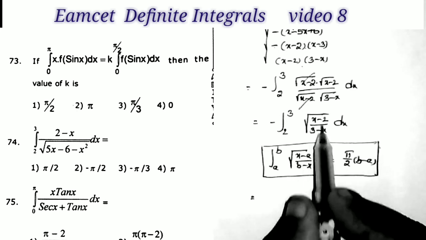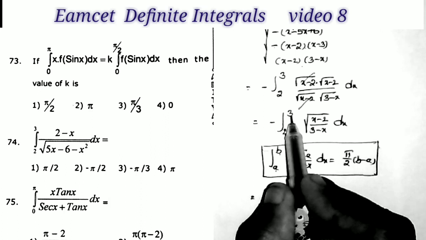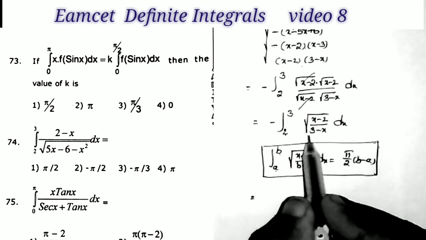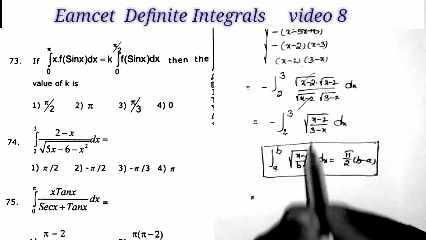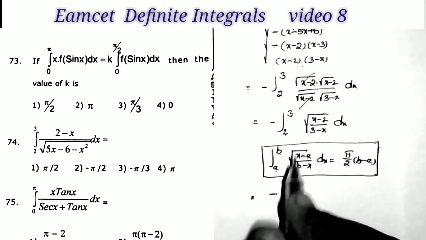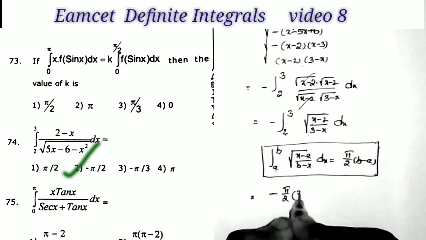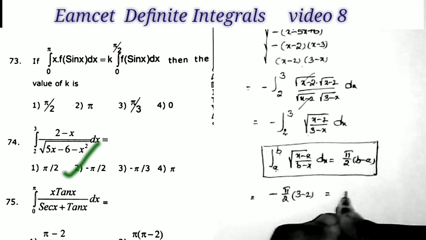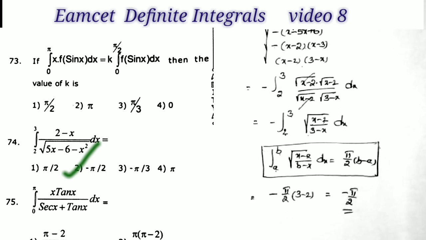Now compare these two terms here. Then what are the values? a is equal to 2 and b is equal to 3, with x minus a and b minus x, x is equal to x. Now what is the answer? Already here we have the minus sign, minus of pi by 2 into (b minus a), that is 3 minus 2. Therefore the answer is equal to minus pi by 2, and that is the second option.